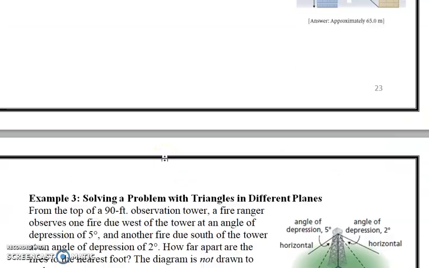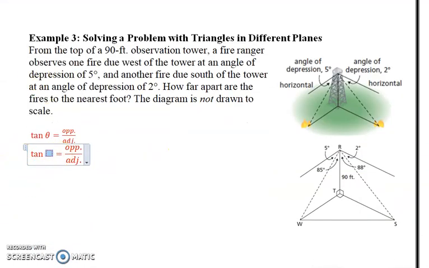We're going to put 85 and the degree symbol. Opposite is TW, that's what we're looking for, opposite of 85. And the adjacent to 85 is RT, which we know is given by 90 feet. So that means tan 85 equals TW over 90, and we're going to multiply both sides by 90, so TW is equal to 90 tan 85.